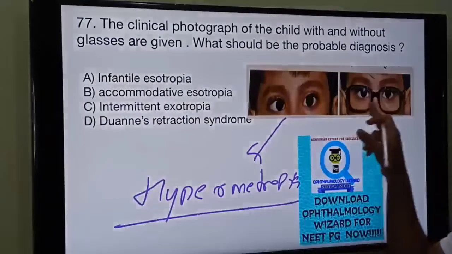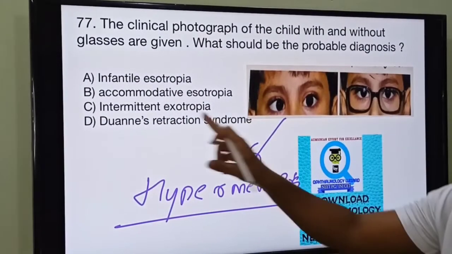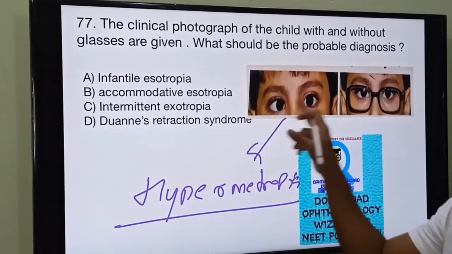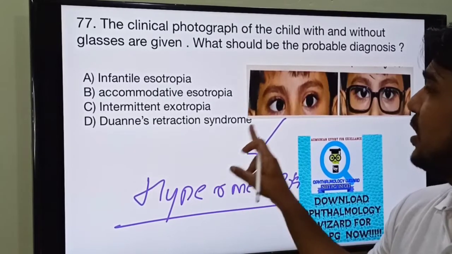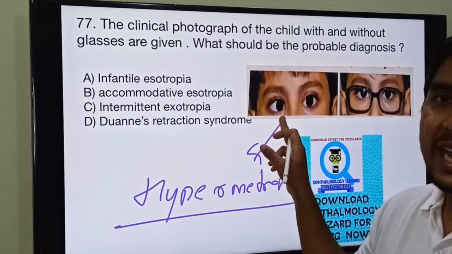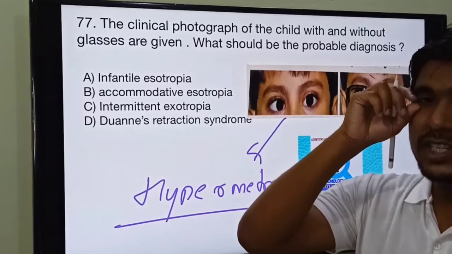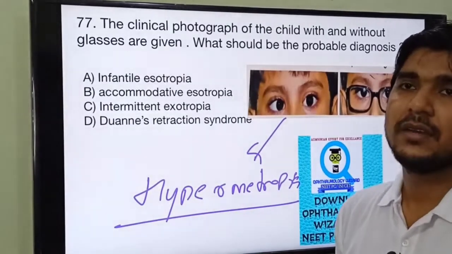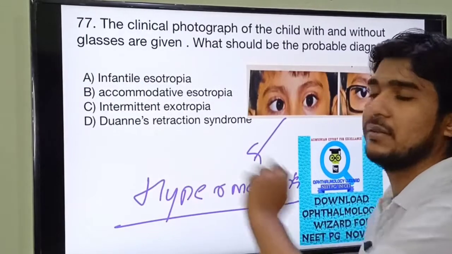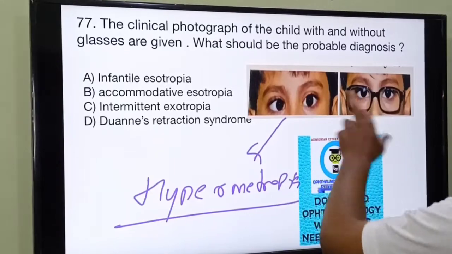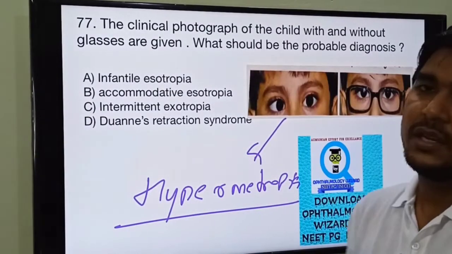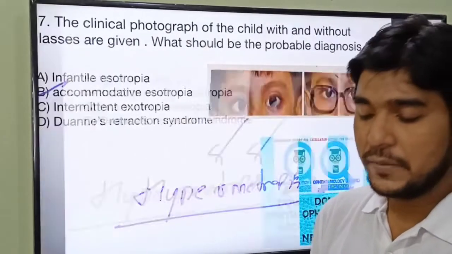Infantile esotropia cannot be corrected by this. Exotropia cannot be the answer because it is esotropia, it is inward. In Duane's retraction syndrome, when the patient is asked to adduct, there has to be lid contraction. The palpebral aperture should be decreased, but here there is no decrease. So the answer is very clearly accommodative esotropia.